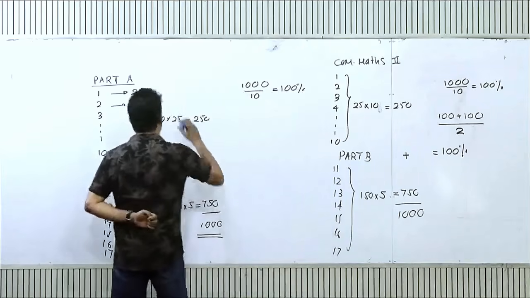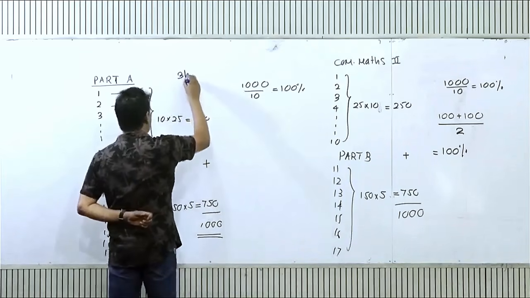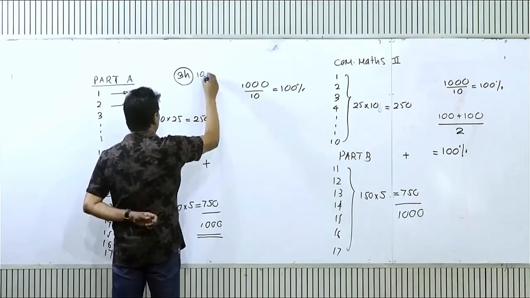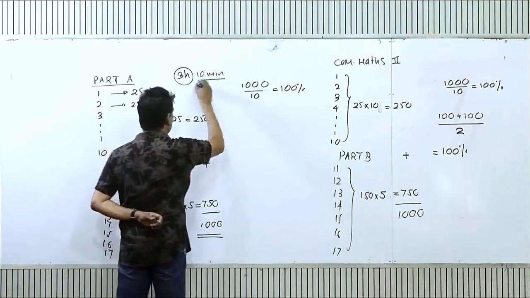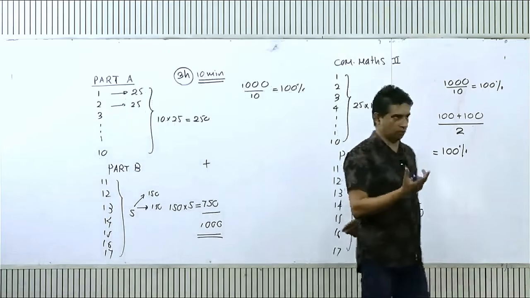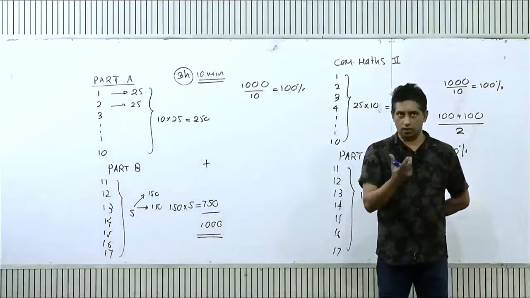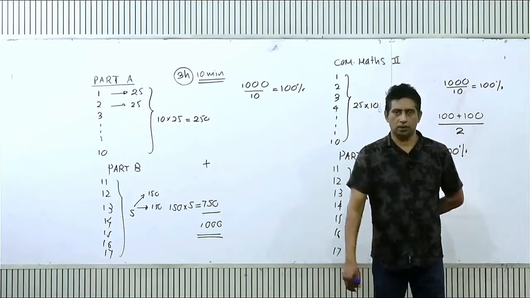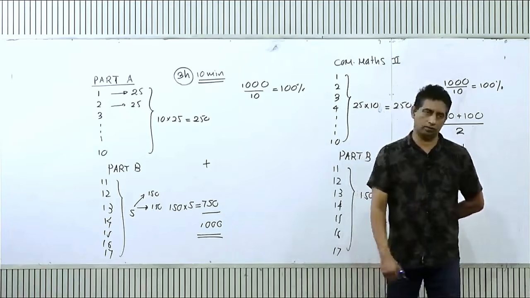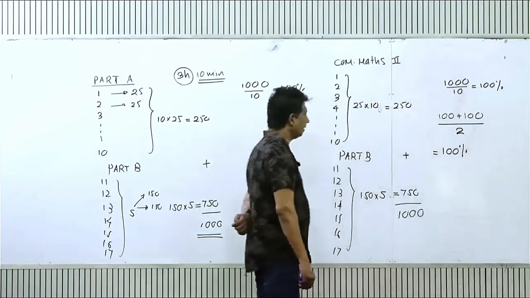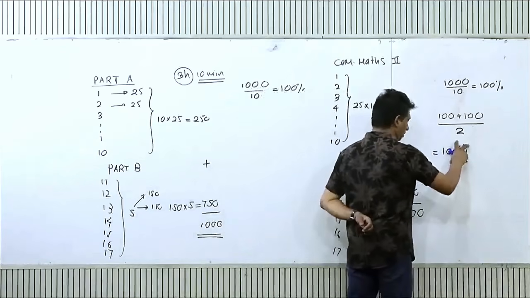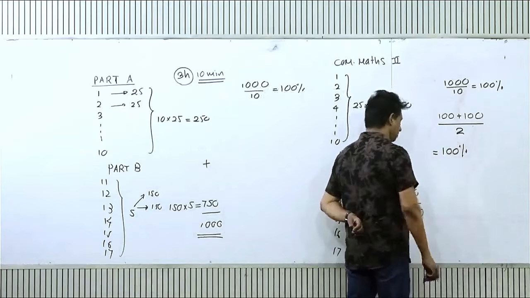For each paper, they give 3 hours to answer the paper and 10 minutes for reading the paper. They give 10 minutes to read, and to answer they give 3 hours, right? Then there are 190 minutes for each paper. Like this, you can take 100 marks for the combined mathematics subject.